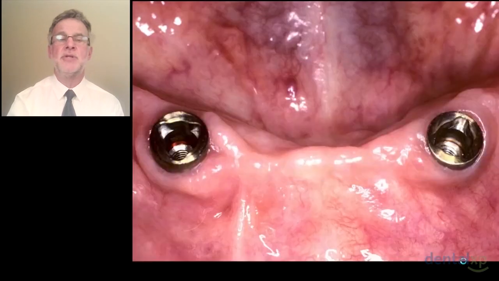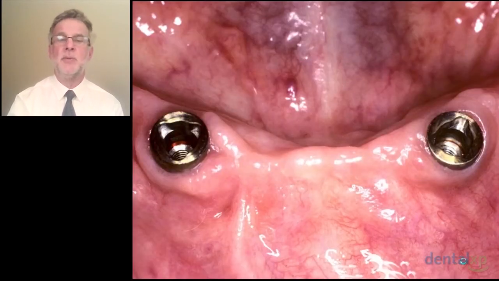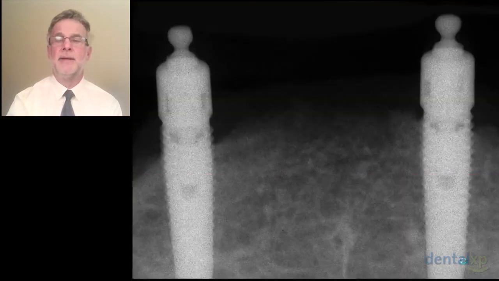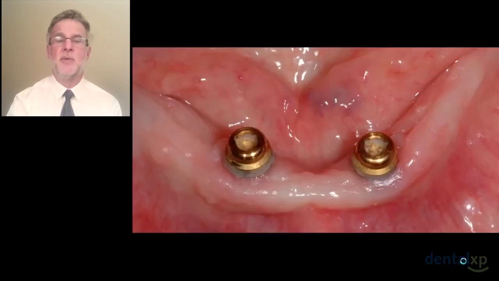And I think most people will agree we typically want to place it at the cuspid positions. This happens to be a Nobel Replace tri-channel type design. And that can work very nicely as long as the patient is aware what they're getting. Now, in this case, we've positioned the implants at the lateral positions.